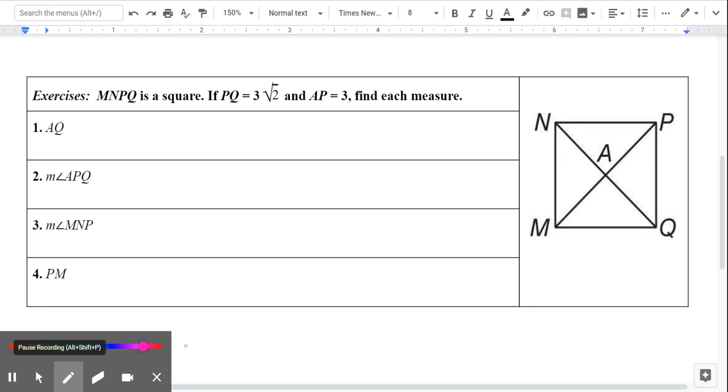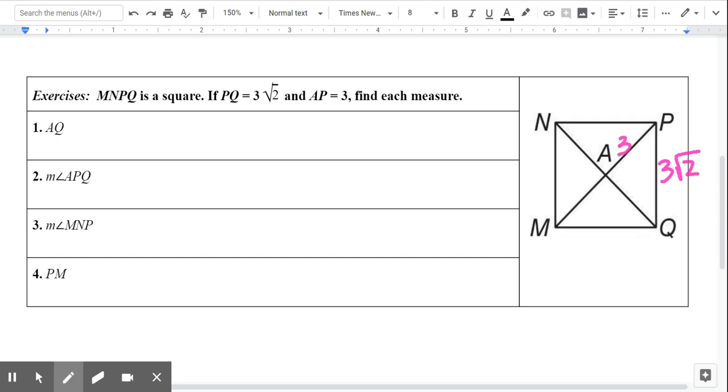Here we go. MNPQ is a square. If PQ is 3 square root of 2 and AP is 3, find each measure. So for number 1, we're looking for AQ, which is right here. So I'm going to call it X.